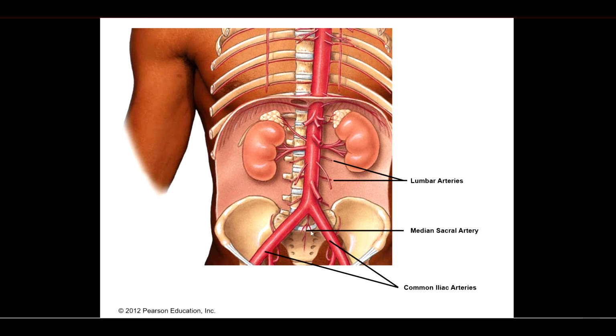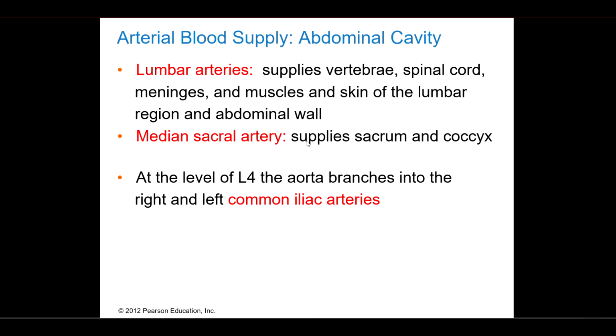Before I go back to the notes, this one coming down right to the middle of the sacrum, great name, median sacral artery. Right, that's going to be this one here, and that's supplying the structures of the sacrum and the coccyx. And you should be able to find that pretty easily also.